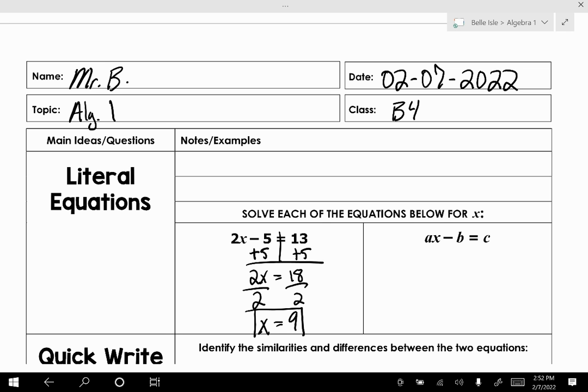The 2 and the x have a relationship where they are being multiplied to each other. So we're going to divide by 2 on both sides. That gives you x equals 9. Any questions over that one? Perfect. Do the next one. Ax minus b equals c. Solve for x.